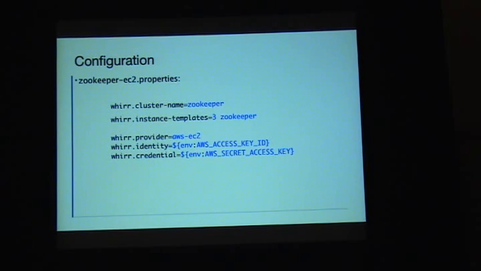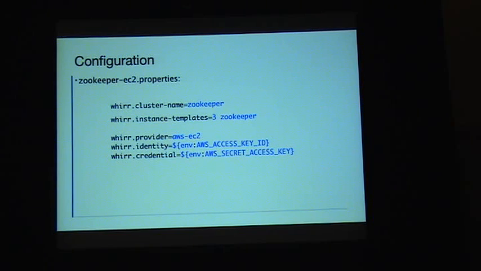This is the configuration file, which is specifying the shape of the cluster. So we have a cluster name. Every cluster that you start has to have a unique name. That allows you to start multiple clusters with different names. The second line is a specification of what we call the instance template. An instance template describes the composition of the cluster. This is a very simple cluster. We have 3 nodes, and each node is a ZooKeeper role. So the second part of that is a role name.